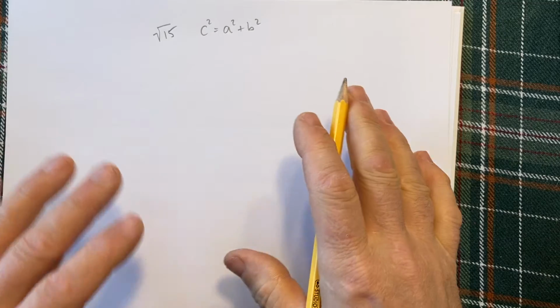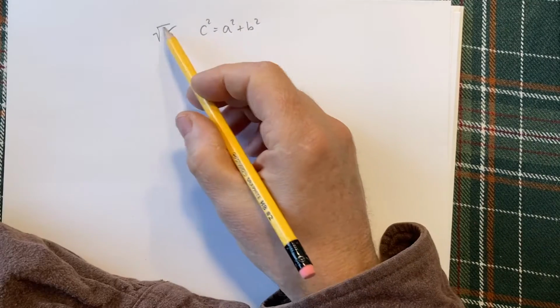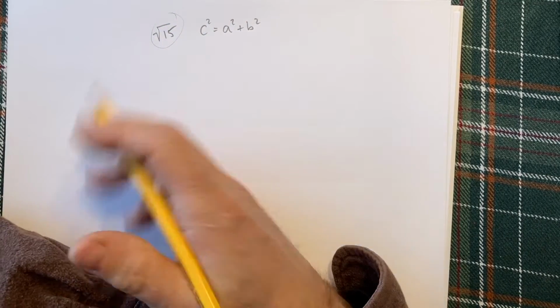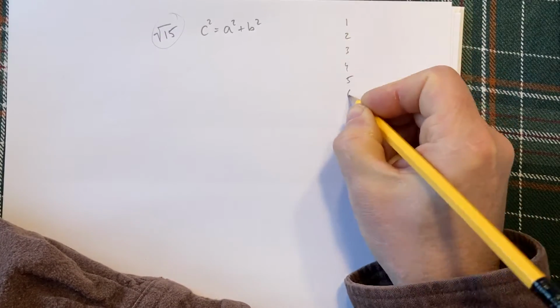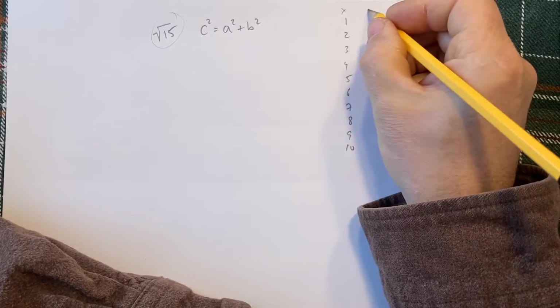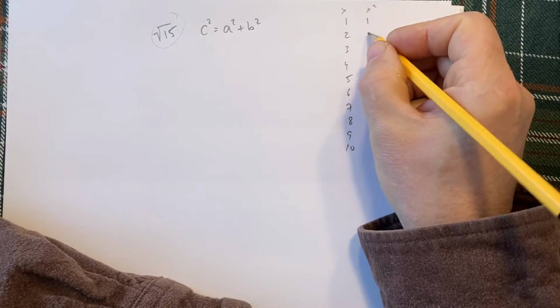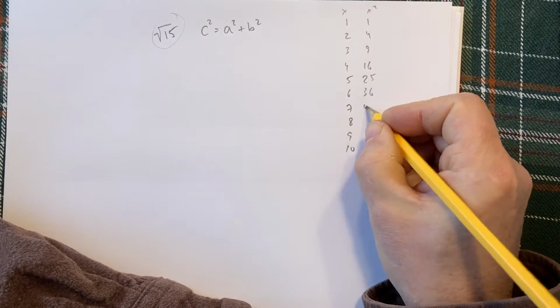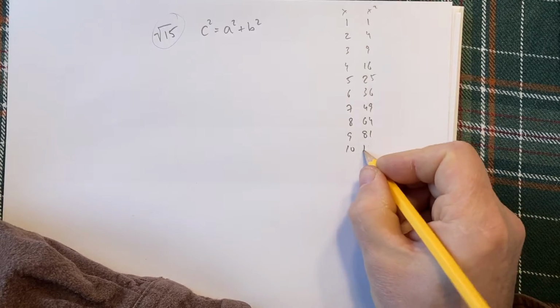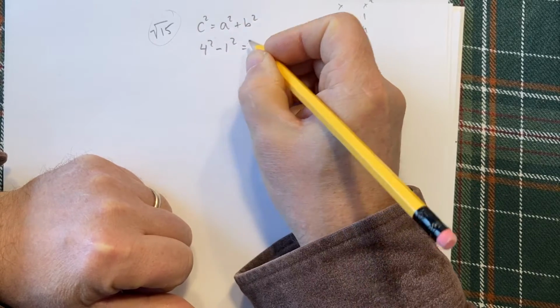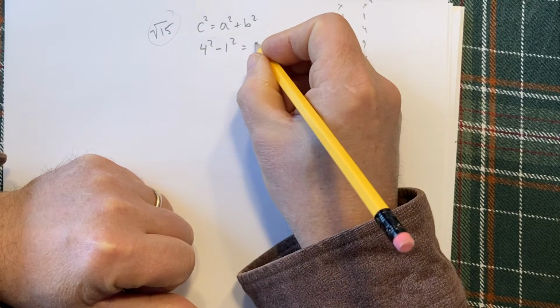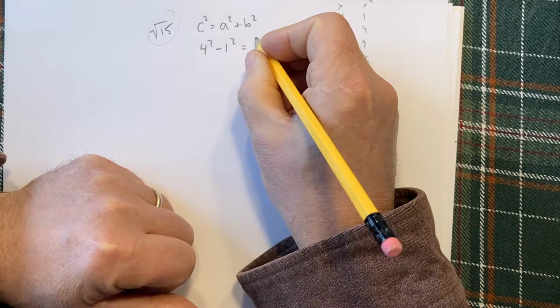We're looking for two perfect squares that are going to add up to 15 or subtract to give 15. What are perfect squares? So we have 1 squared, which is 1, and 10 squared is 100. 4 squared minus 1 squared is equal to 15, which is the square root of 15 squared. But that's what we're after.